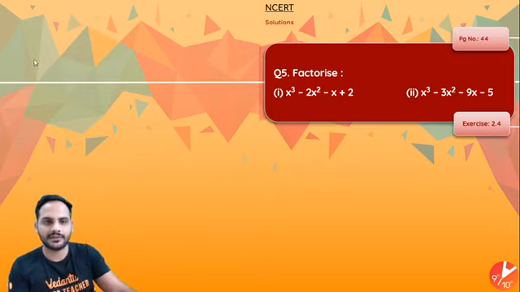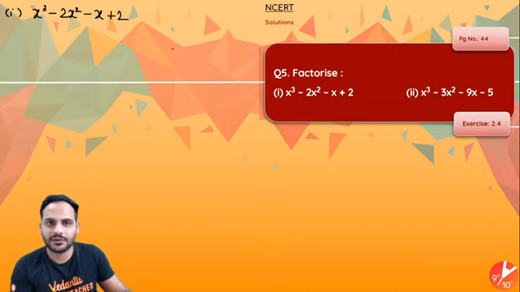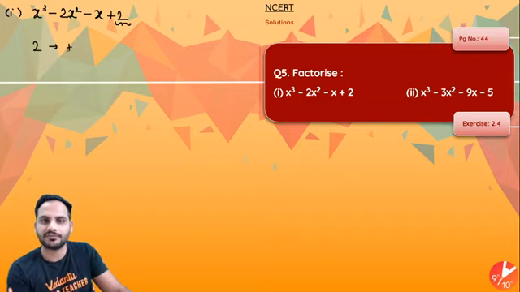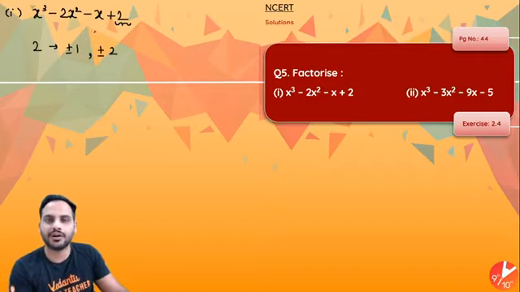Okay, so let's look at the first part. Suppose the first question is x cube minus 2x square minus x plus 2. This cubic equation I need to factorize. So in this, look at the constant number. The constant number is 2. So write all the factors of 2. So either it is plus minus 1 or plus minus 2. So try these values and see at which value of x you get the answer equal to 0.